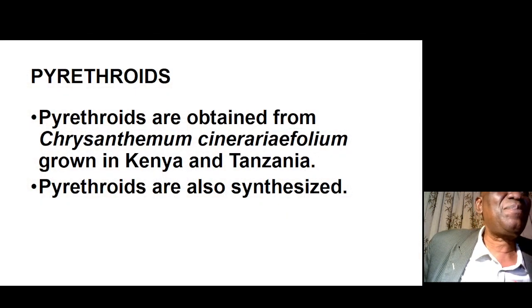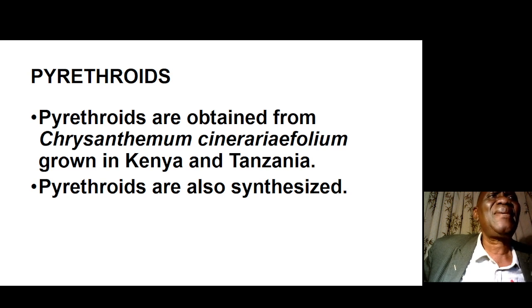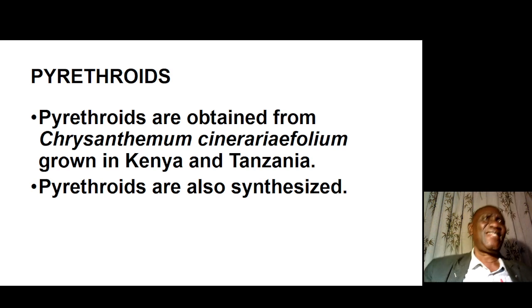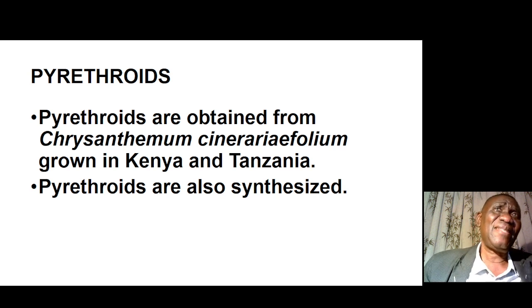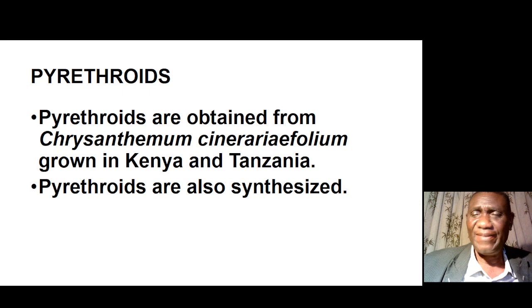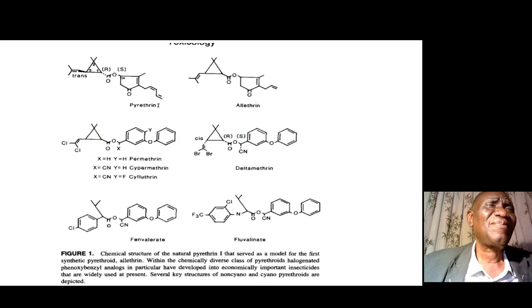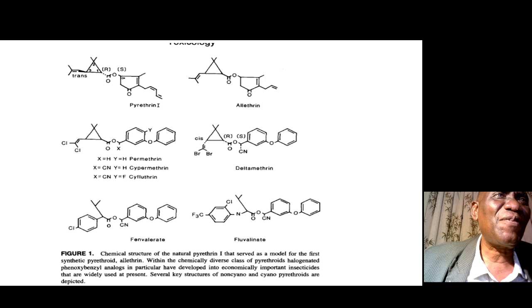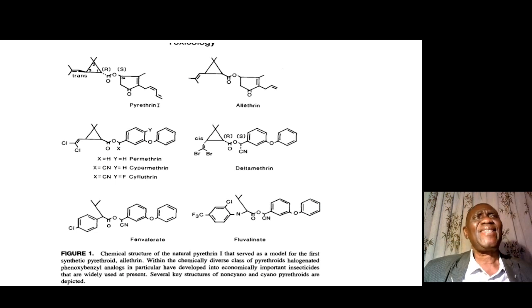Let us talk about the pyrethroids, which are obtained from a plant known as Chrysanthemum cinerariifolium, which is grown in Kenya and Tanzania. The pyrethroids are also synthesized, and they are used to control pests. These are some of the examples of pyrethroids.